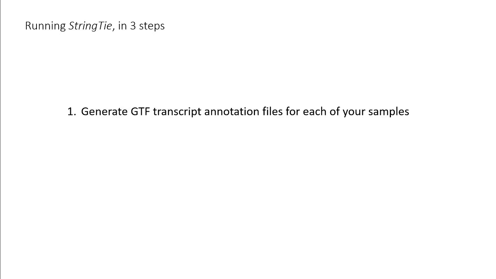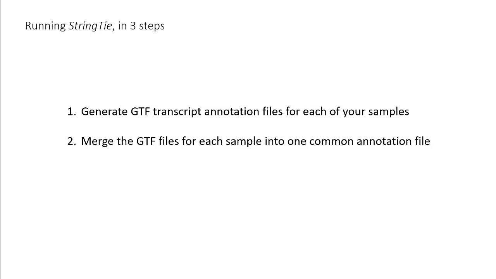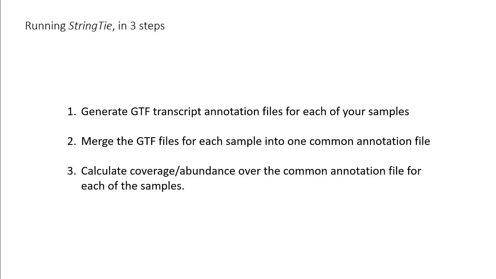There are three main steps to running Stringtie. Each step calls Stringtie in a different mode. First, Stringtie generates a transcript annotation file for each sample individually. Second, Stringtie merges together the annotation files into one common annotation file. And finally, Stringtie uses the merged annotation file to recalculate abundance for each of your samples and formats the abundance data for input into ball-gown downstream. Each of these steps consists of a call to Stringtie, but in a different format.